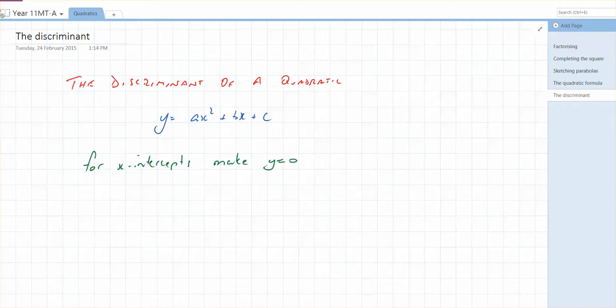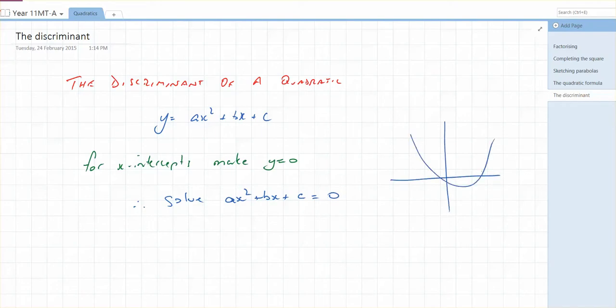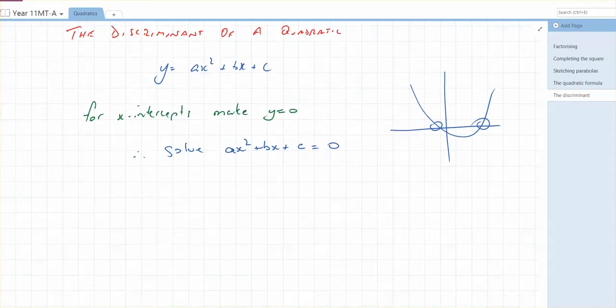and so what we're after therefore is to solve ax squared plus bx plus c is equal to 0. These are for the x-intercepts, so that when we've got a parabola, we can find out what these values here are, which are often of great interest to us. Now, the last section was on the quadratic formula, and the quadratic formula indeed solves this quadratic for us in this way: minus b plus or minus the square root of b squared minus 4ac all over 2a.